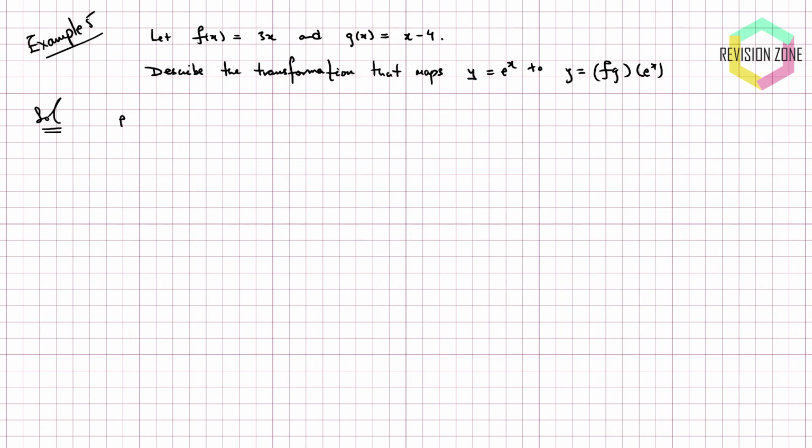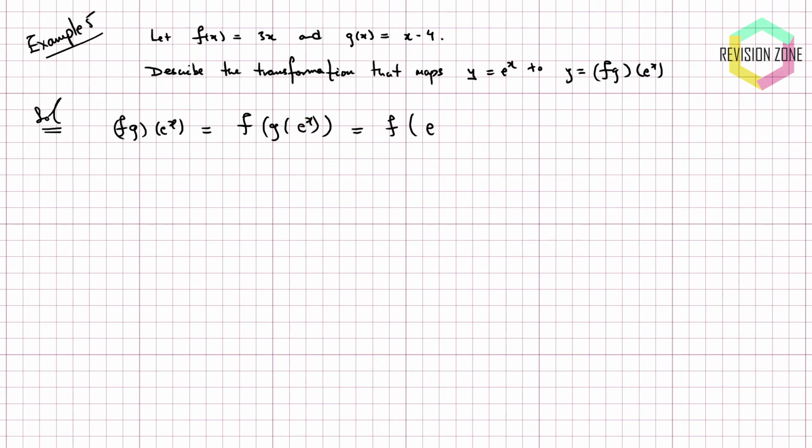So I've got f of g of e to the x, but of course we work from the inside to the outside. I'm going to start with e to the x, then have g act on that, and then have f act on the whole thing. So it's going to look like this: e to the x, g acts on that, and then f acts on the overall thing. Well, what does g actually do? g just takes away 4. Whatever the input is, g takes away 4 from the input. My input happens to be e to the x, so we're just going to take away 4.